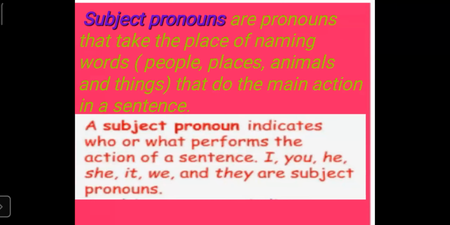So what is a subject? Those who do the main action in a sentence are called the subject. So instead of the name, we can use the subject pronoun. I will explain with some examples. All of you please pay attention.